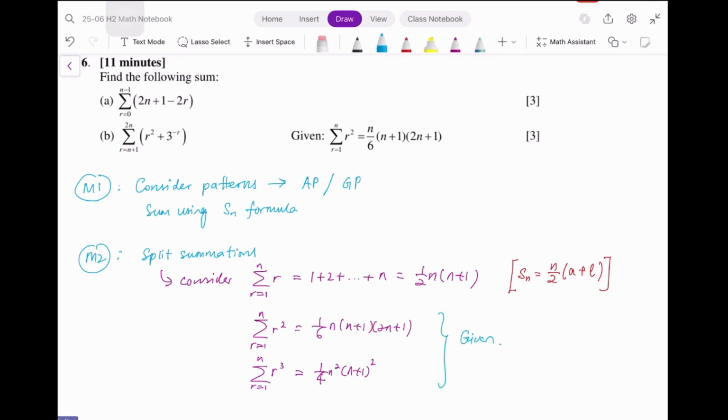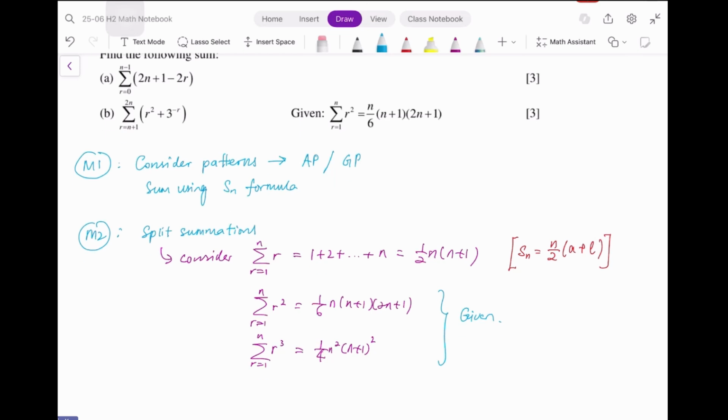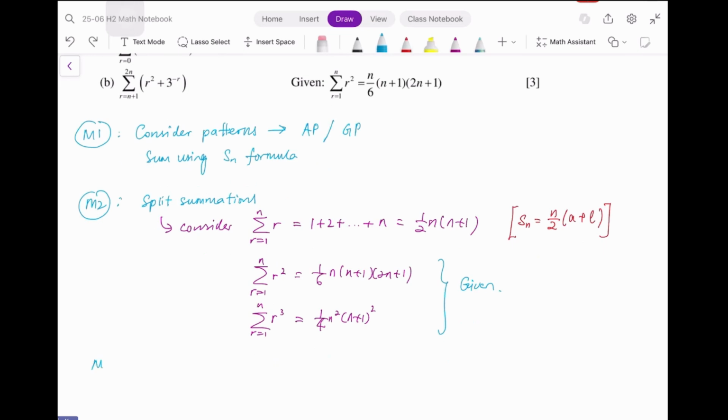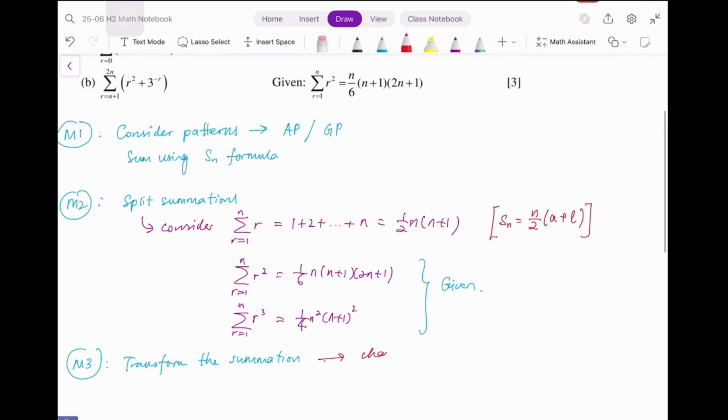So this is, in general, how we evaluate the following sums. Now there would be these kinds of questions where, if we want to use the identities given to us, we need to make sure that the limits match from r equals 1 to n. Because of that, more often than not we need to do a transformation on the limits. So we need to transform the summation. The idea is you need to change the limit, change the expression.